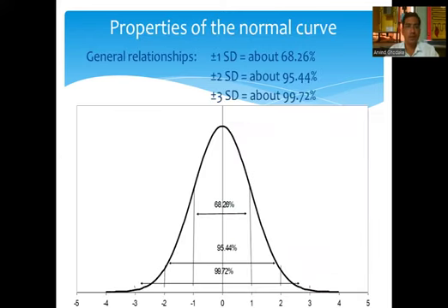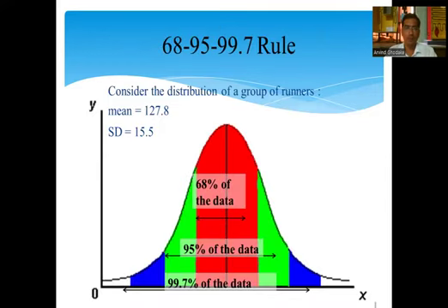Then the next one is a general relationship. If the standard deviation is plus minus 1, then the percentage of area under the curve is 68.26% for plus minus 1 standard deviation. For plus minus 2 standard deviations, the area under the curve will cover 95.44%. And if we go with plus minus 3 standard deviations, then about 99.72% of the area under the curve is covered in the normal curve.